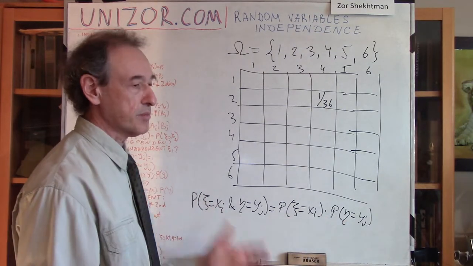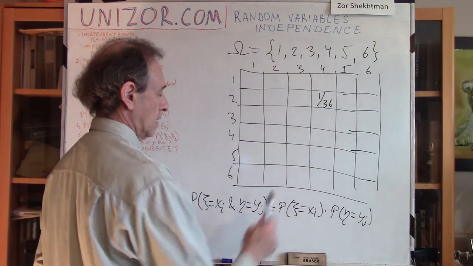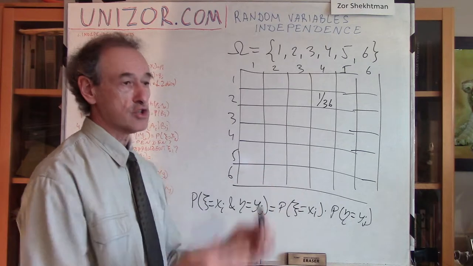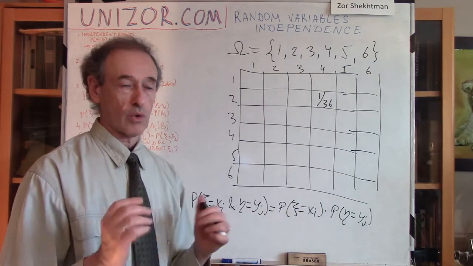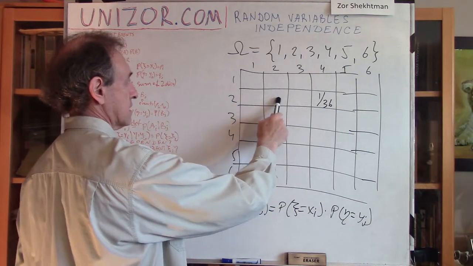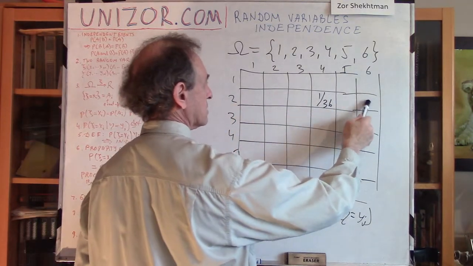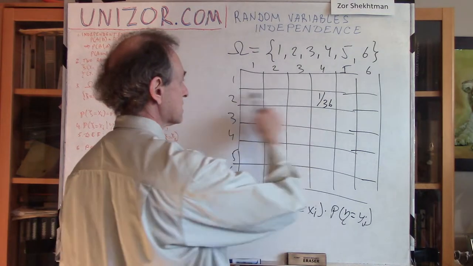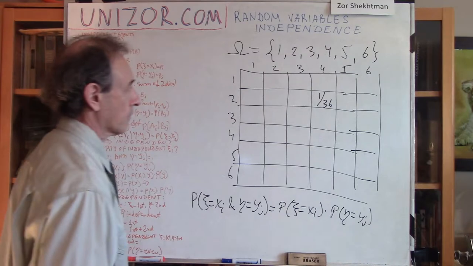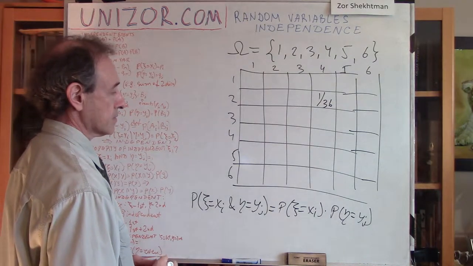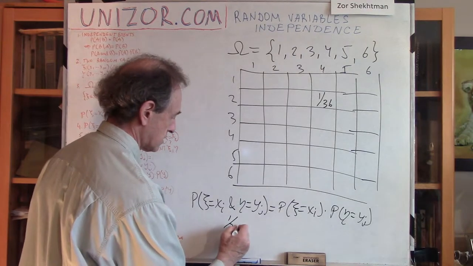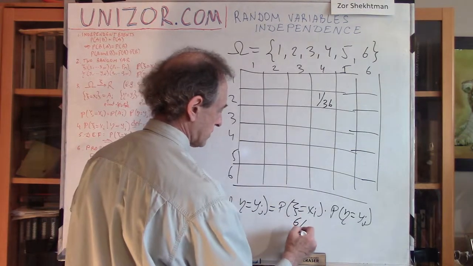Now let's consider what these are. What's the probability of xi being equal to 2 when we roll two dice? Well, it's this plus this plus this plus this plus this and plus this, right? So it's 6 times 1/36. So it's 6/36. So this is 1/36. This is 6/36.